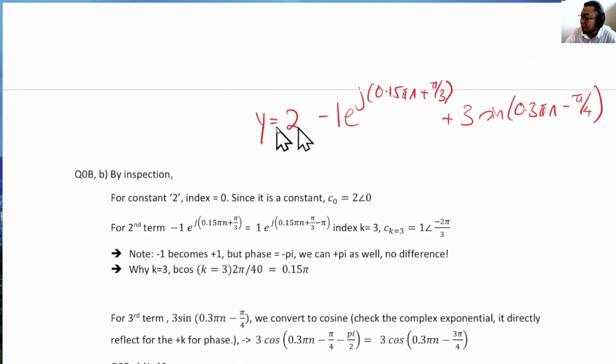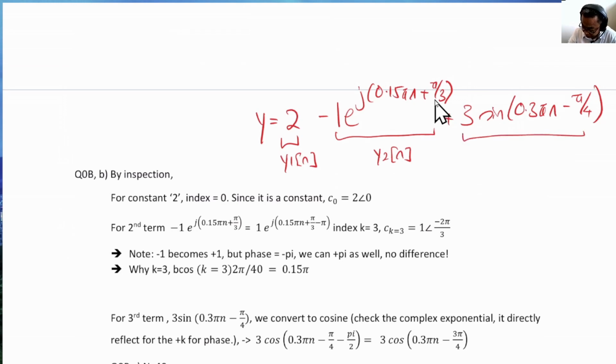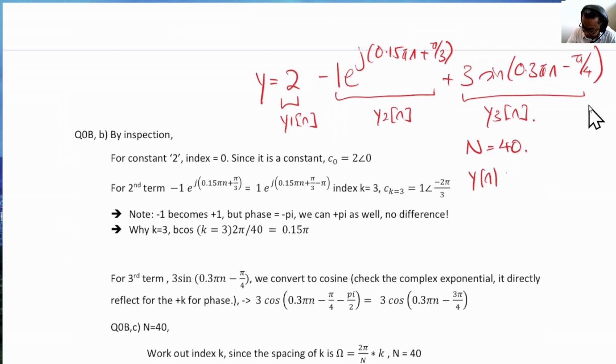This is y. Y has three parts. One, the DC term, let's call this y1n. The second term, y2n, which is a complex exponential with omega equals to 0.15 pi and phase shift pi over 3. And the last term is a sine term. This is y3n. The frequency is 0.3 pi. In the last example, we have found that n equals to 40 is the common period for all these three terms, and therefore yn is equal to y of n plus 40 for all n.